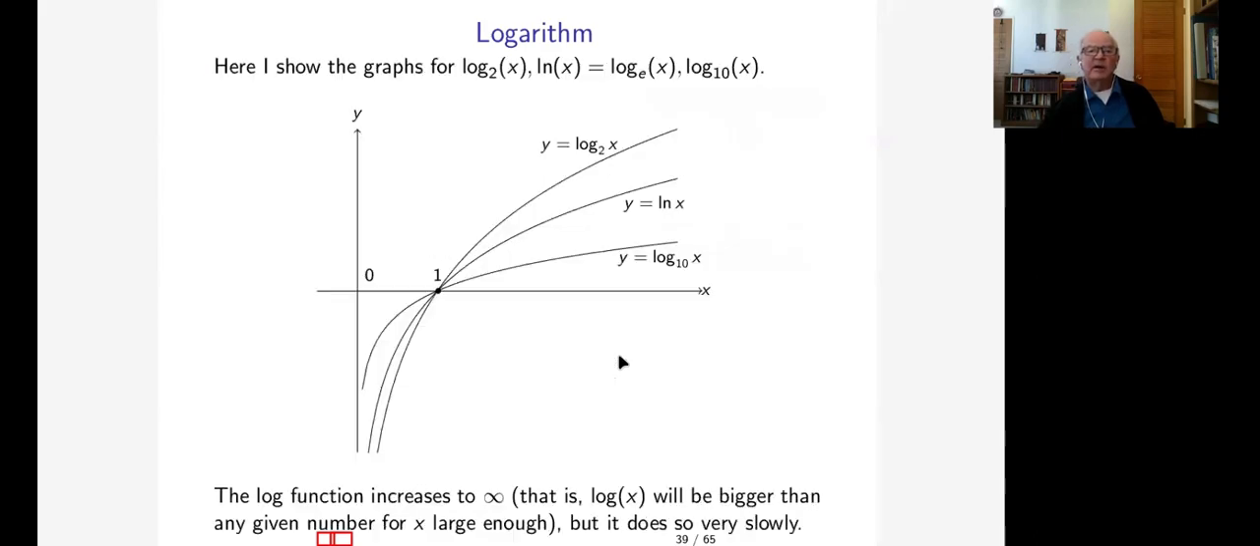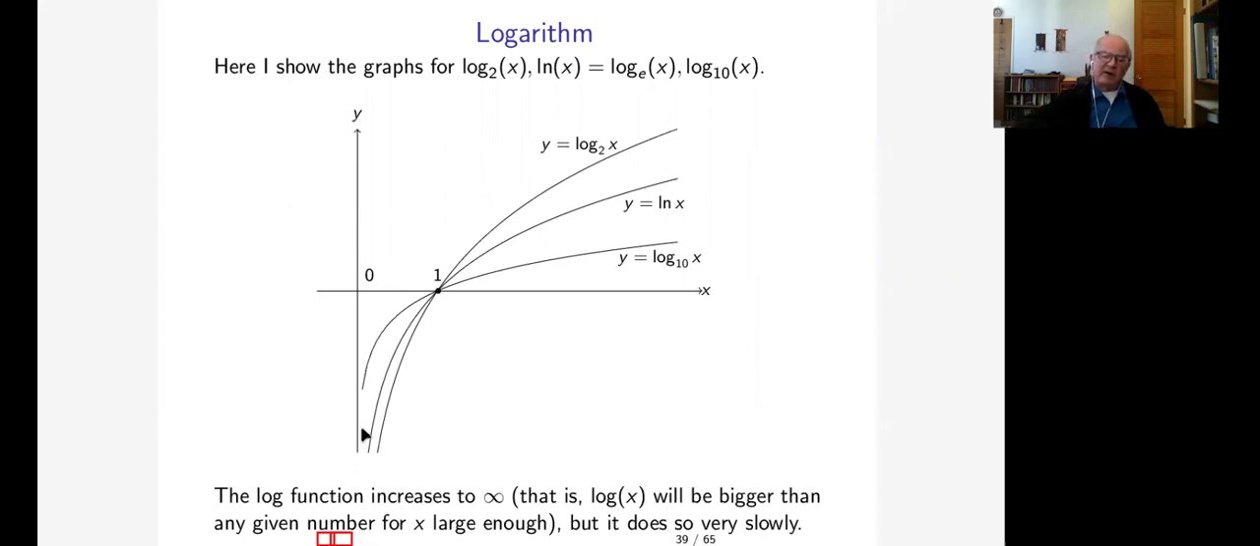So going on, what I am interested in, what to do for this lecture, is to show the behavior: how does the logarithm function behave? And here I show the three graphs, log base 2 of x, natural logarithm, and log in base 10 of x. And you can see that they all have the same shape.